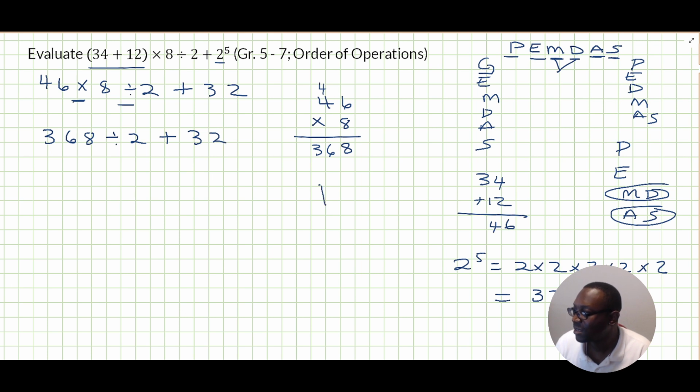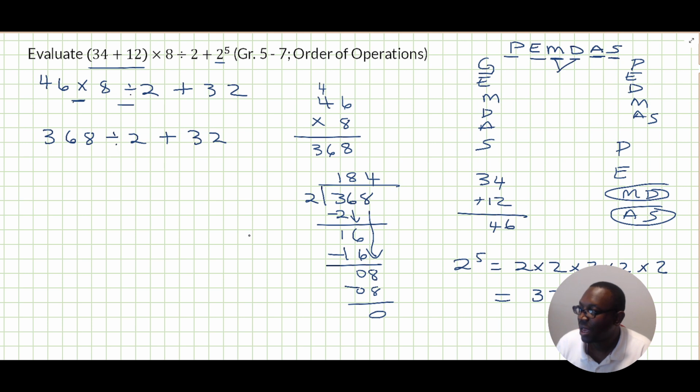So 368 divided by 2. 3 divided by 2, we have just one group of 2 in 3. So we have 1. 1 multiplied by 2, we have 2. We subtract, we're left with 1. We bring down the 6. 16 divided by 2, we have 8. 8 multiplied by 2, we have 16. Subtract, and then bring down the 8 here. This is 0. And then 8 divided by 2, we have 4. 4 multiplied by 2, we have 8. We subtract here, and we're left with 0. And so what you now have is 184 plus 32.